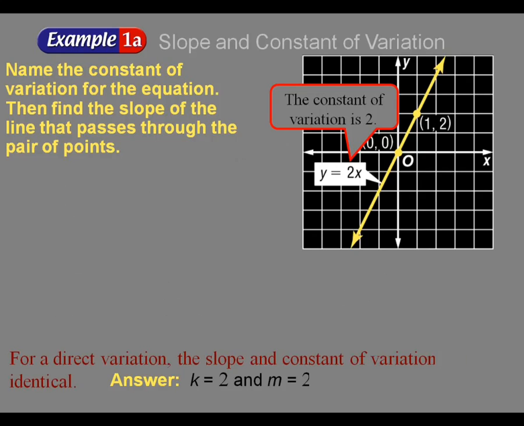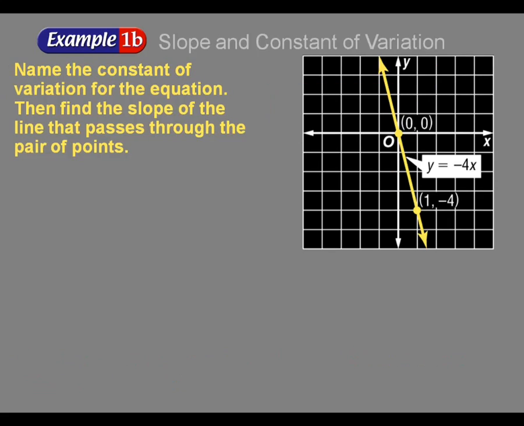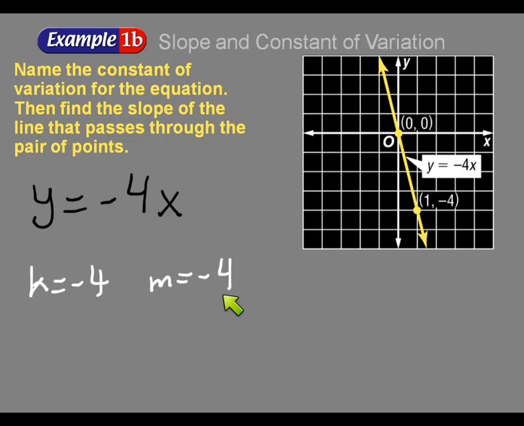All right, let's look at another here. In this equation, y equals negative 4x. What's the constant of variation? Negative 4. What's the slope? Also negative 4. It's always the same thing. Constant of variation and the slope are the same thing.